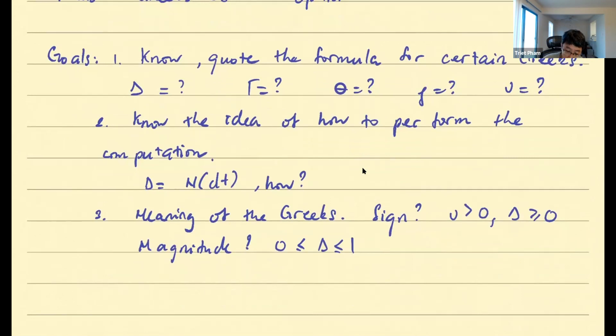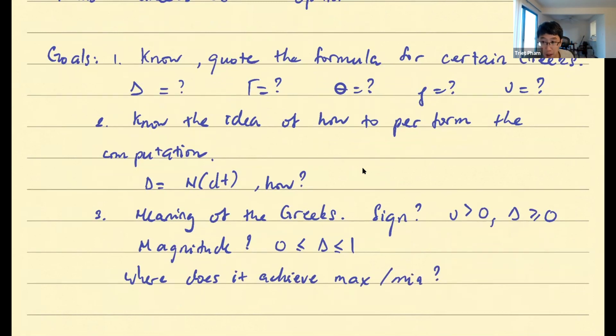Beyond magnitude, right? Where does it achieve its max or min? Again, we may or may not be able to answer this kind of question, but it's interesting to know roughly why.